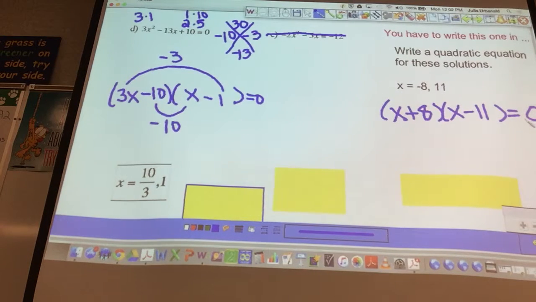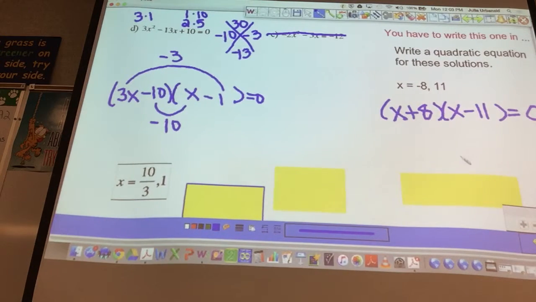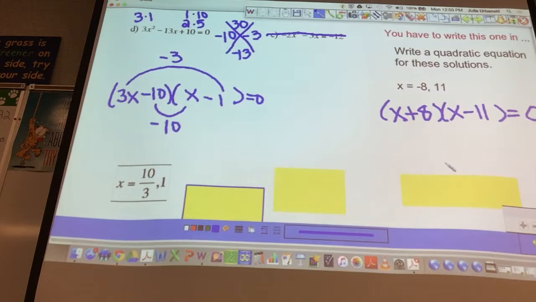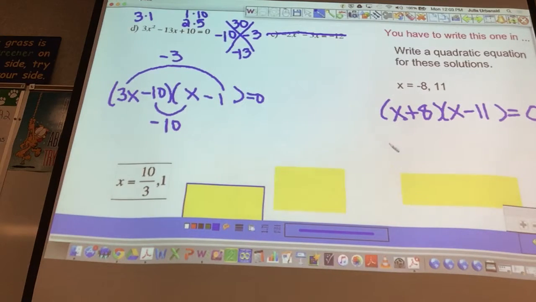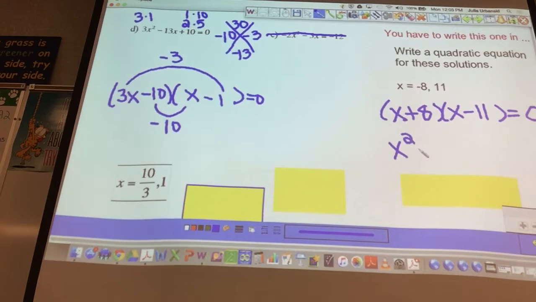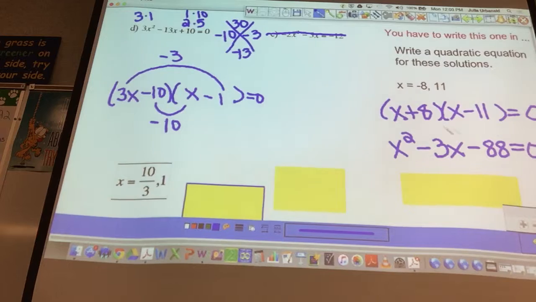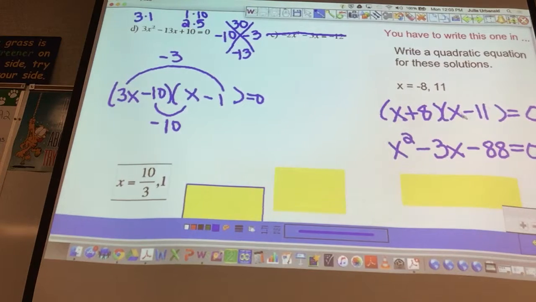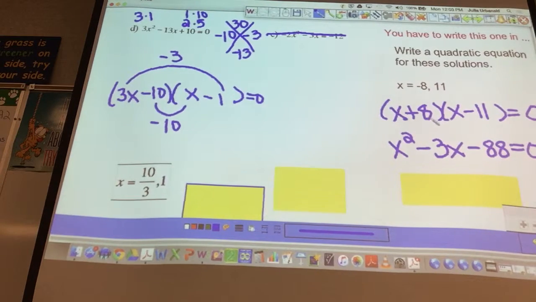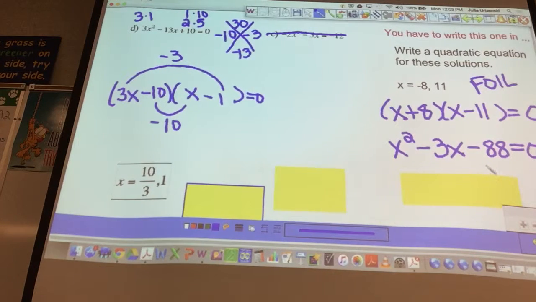equals 0. But that's not a quadratic equation yet, so we have to go farther? FOIL. Can you do it in your head? Oh yeah, it's x squared. Good. If you multiply it out, it would be negative 11x, and positive 8x would make negative 3x, and then the 8 times negative 11 would be negative 88. So that is the quadratic equation right there, and that's what they wanted. Okay, so there's going to be some like that when you're working on it tomorrow.